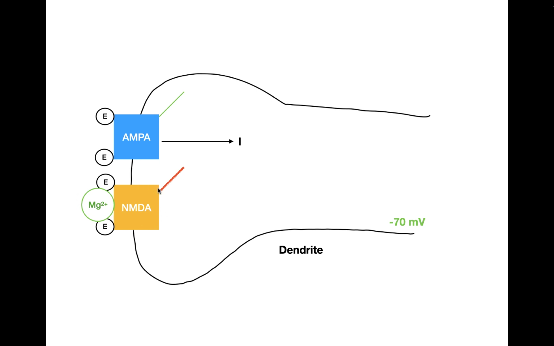So what would happen if we were to depolarize the cell? When we depolarize the cell, what we would see is that the magnesium would leave the NMDA receptor and it would allow current to flow through it. Now, the most important aspect of this current is going to be calcium, because calcium is what is responsible for long-term potentiation. So why is calcium important for long-term potentiation?